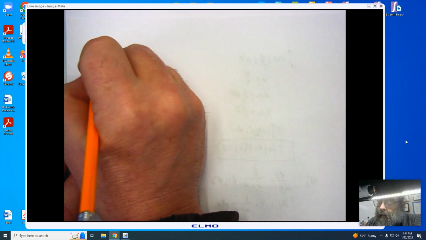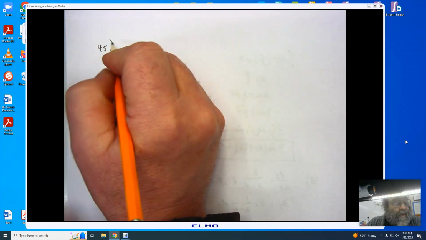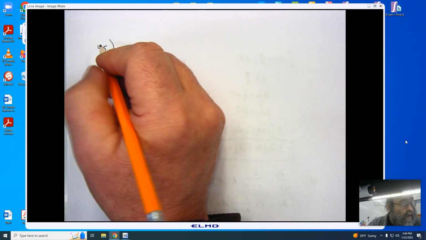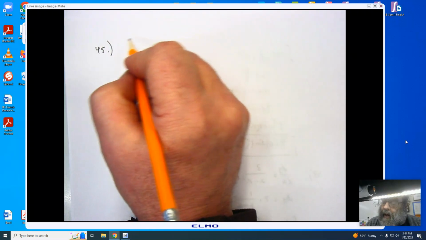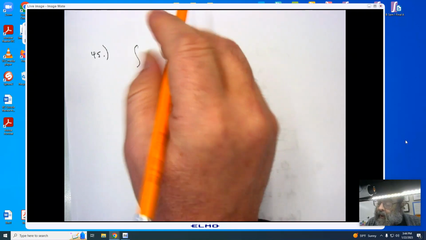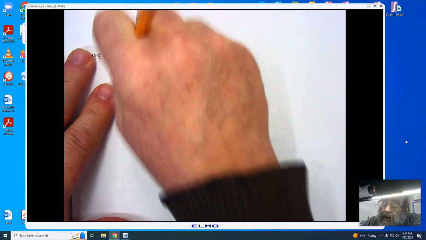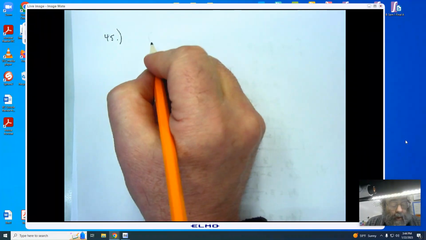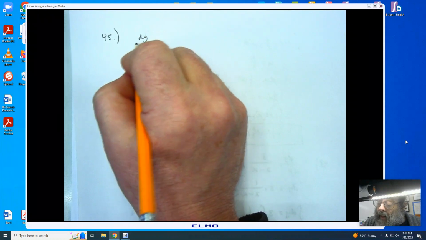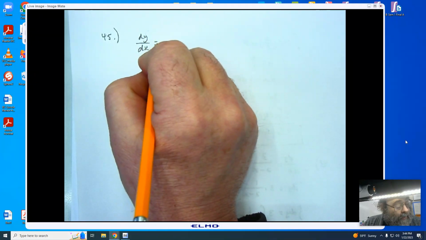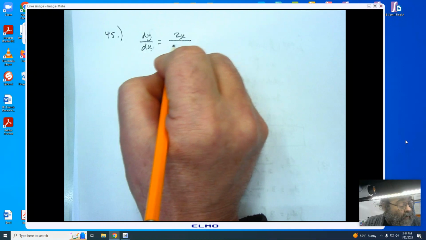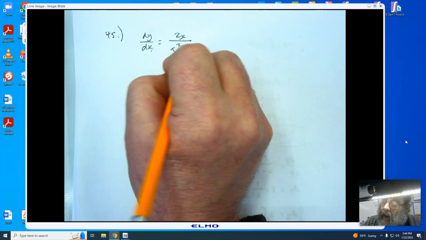Let's take a look at 45. This is the last one from this section, then we move on. And we're looking at finding our particular solution. Whoops, let's start again. We don't jump ahead. You jump ahead, you're going to lose points. So we have dy dx equals 2x over x squared minus 9x.